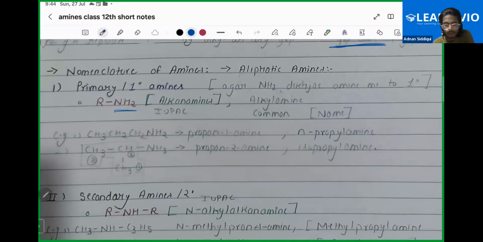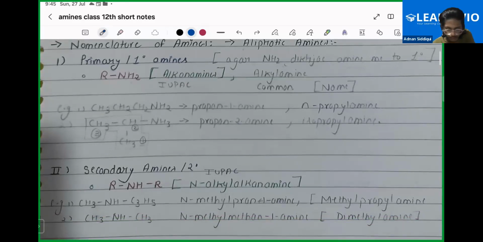So this is 1 degree amine or not? The IUPAC name is alkane amines. If you have to name it as per IUPAC, then you will call it alkane amines. I am going to take some little examples so you can have a better idea. And what about the common name? If you have to name it using the common name, then you can use alkyl amine. So let us see some examples.